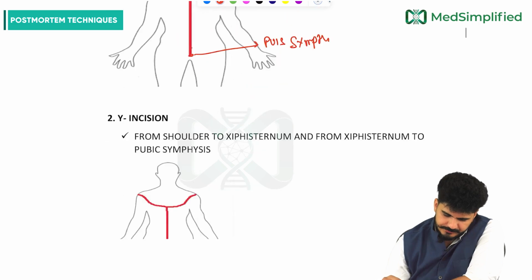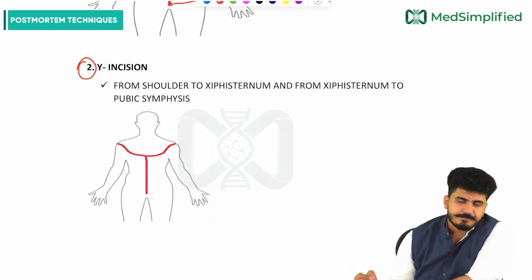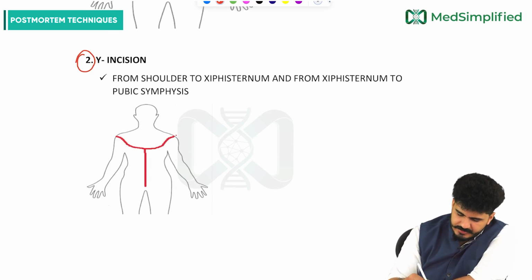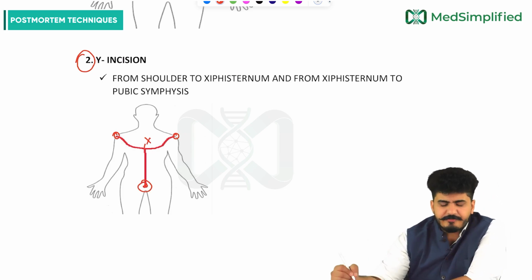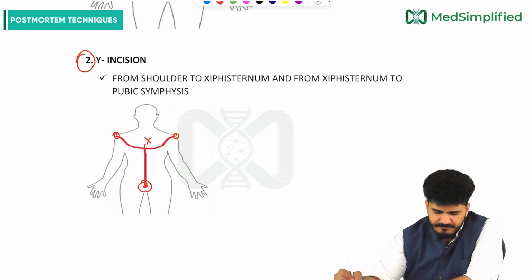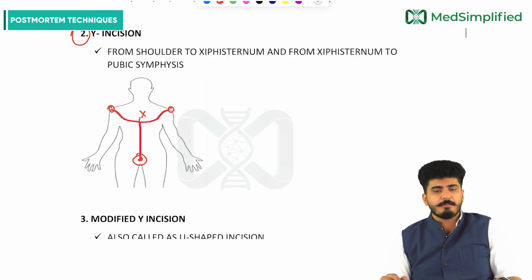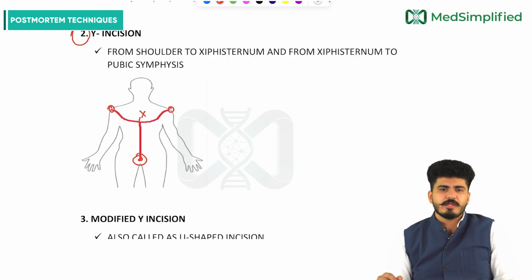Coming to the next part, the Y incision. Y incision is from the shoulders to the xiphisternum. See, the two shoulders to the xiphisternum, and from the xiphisternum it is going to the pubic symphysis, my dear friends.